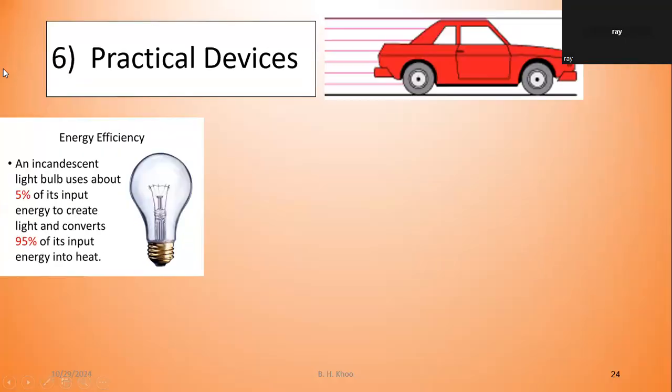Efficiency. Practical devices can be a car, can be a lamp. You can see the incandescent light bulb uses about 5% of input energy and 95% is wasted as heat. That's why we hardly use it anymore. When I was your age, we still used it. Then the fluorescent lamp came along. It's cooler.